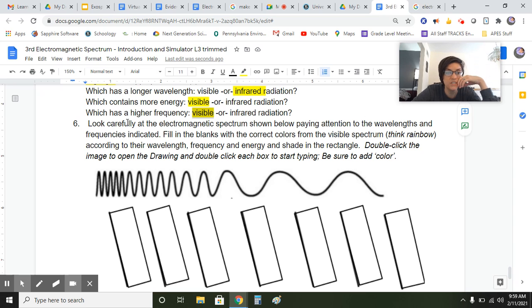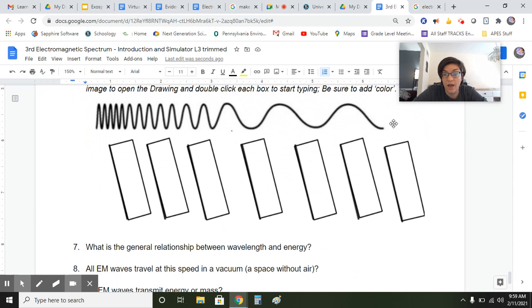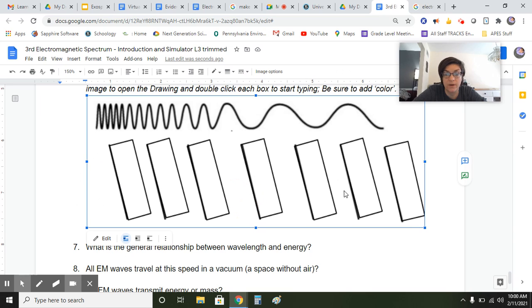Okay, so look carefully at the electromagnetic spectrum shown. So we're shading in the rectangles and figuring out which color would have the longest wavelength and which color would have the shortest wavelength. And then you just think Roy G. Biv. Okay, so which color has the longest? Should we start with longest? Let's start with longest. Which color has the longest wavelength?